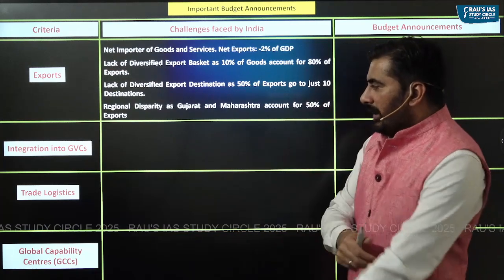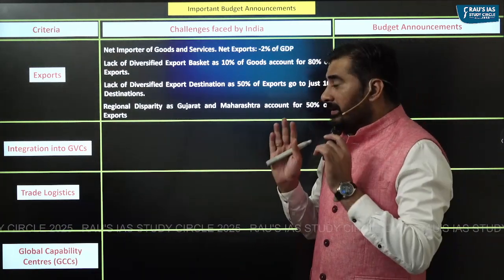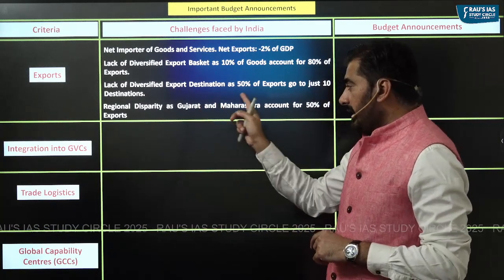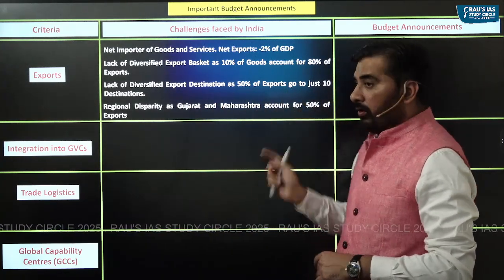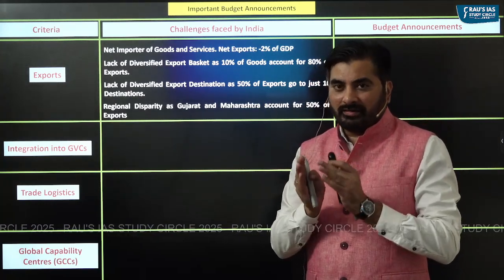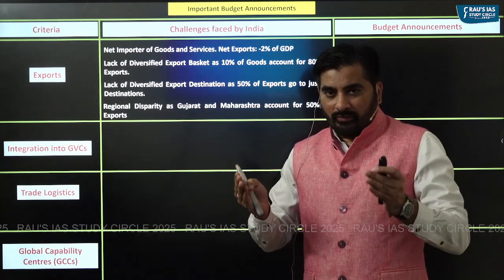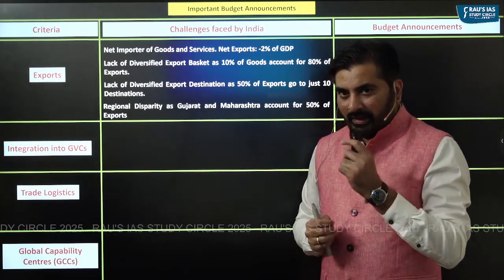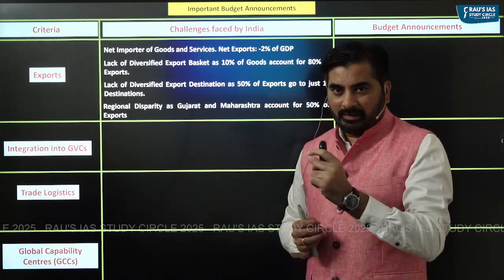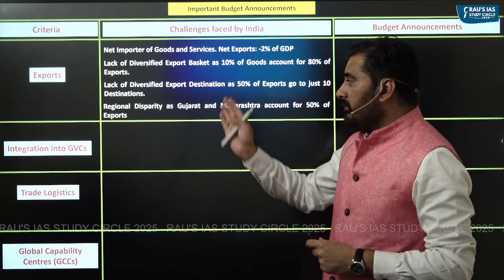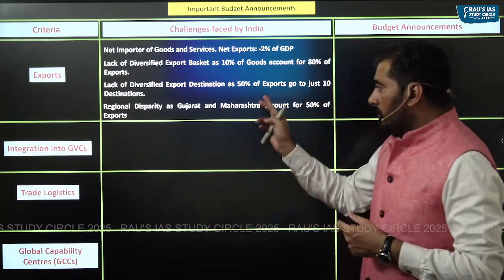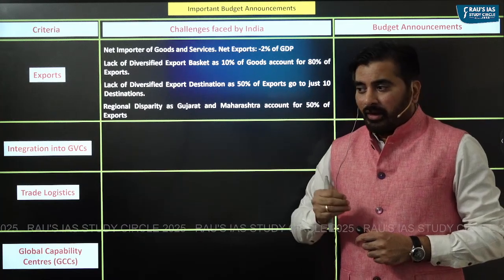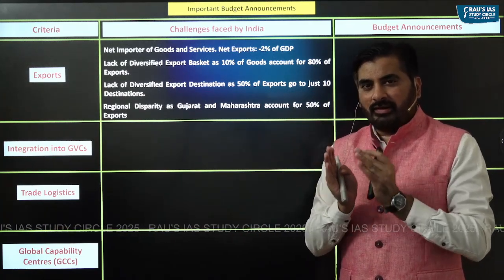Apart from that, as you can see, there is a regional disparity in terms of exports from India. 2 states alone, that is Gujarat and Maharashtra, account for almost 50% of our merchandise exports. So we need to ensure that even the underdeveloped states are able to export their goods to other countries. Similarly, our export basket is not diversified in terms of the destination. As you can see, almost 50% of India's exports go to just 10 destinations. It means our exports are concentrated in just 10 countries.